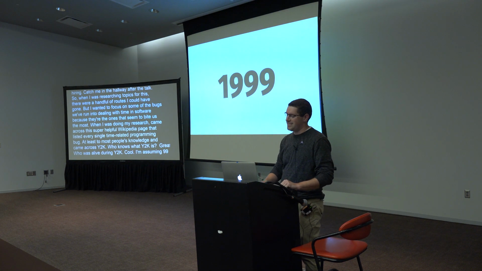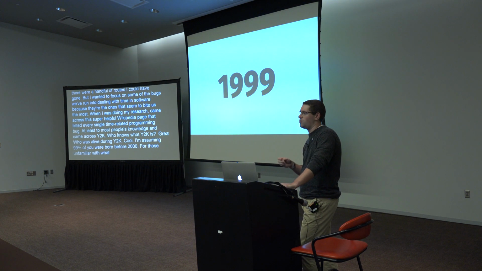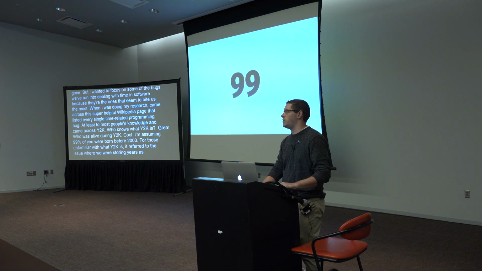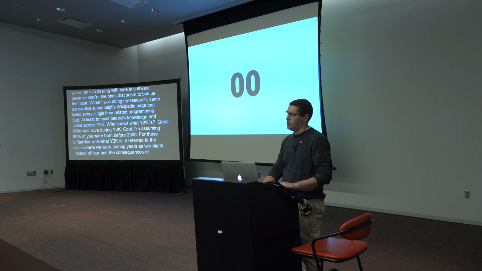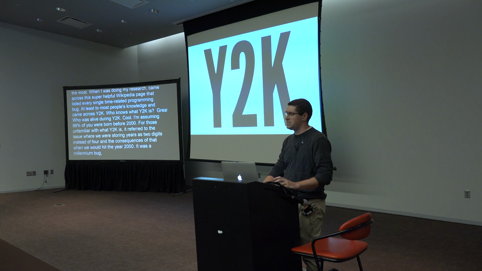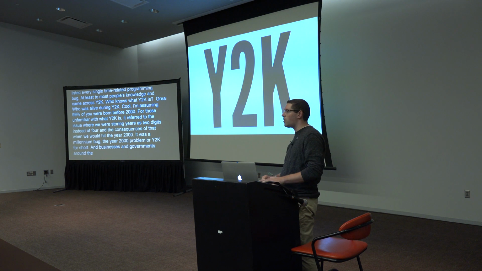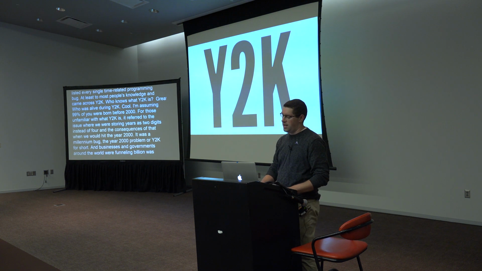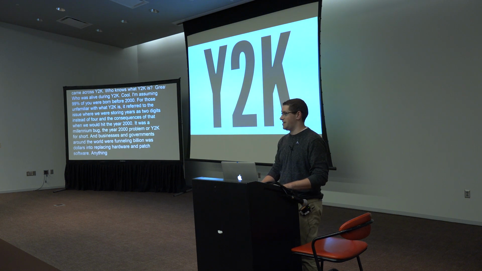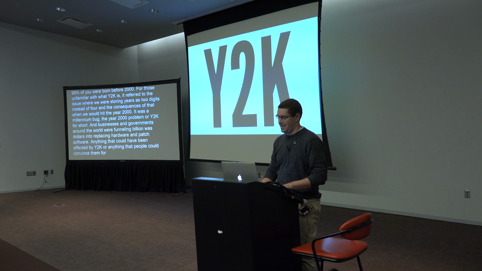All right, so for those who are unfamiliar with what Y2K is, it referred to the issue where we were storing years as 2 digits instead of 4, and the consequences of that when we would hit the year 2000. It was called the Millennium Bug, the year 2000 problem, or Y2K for short. And businesses and governments all around the world were funneling billions of dollars into trying to replace hardware and patch software, anything that could have been affected by Y2K, or anything that people could convince them would be affected by Y2K. There'd be toasters that would have Y2K compliant stickers on them.